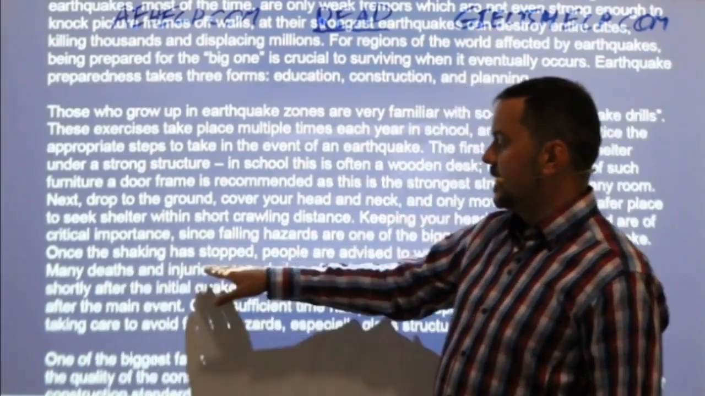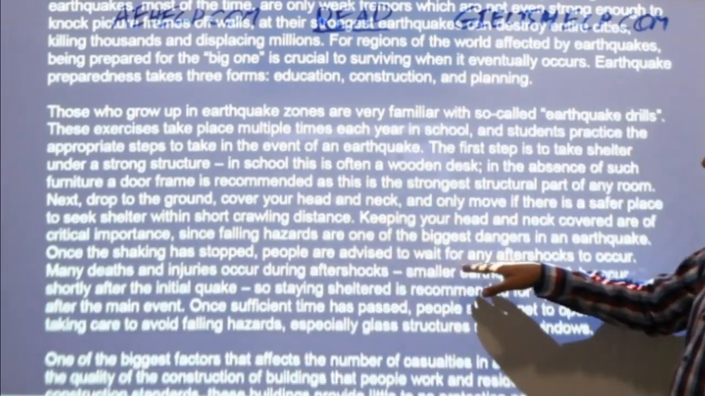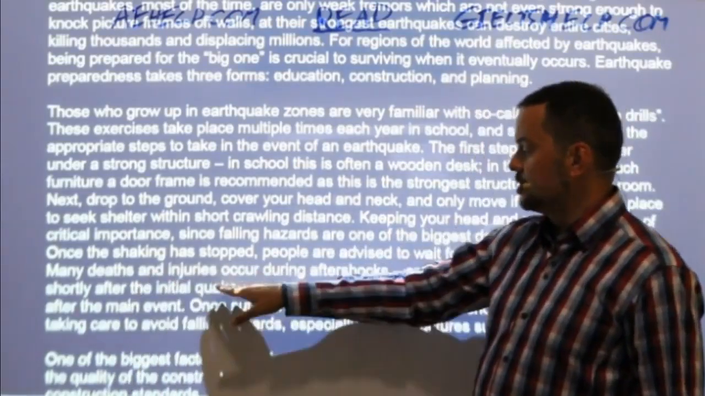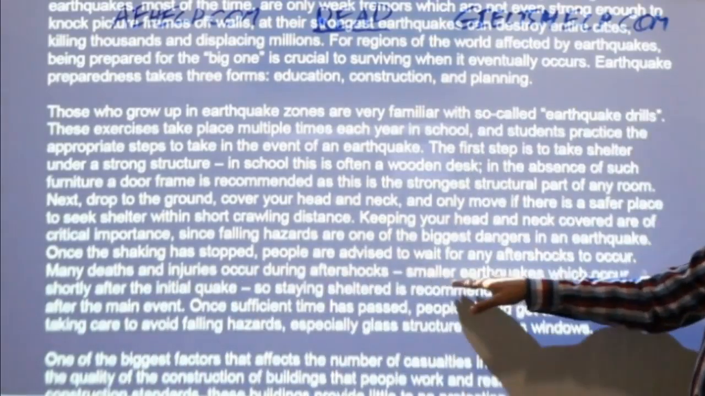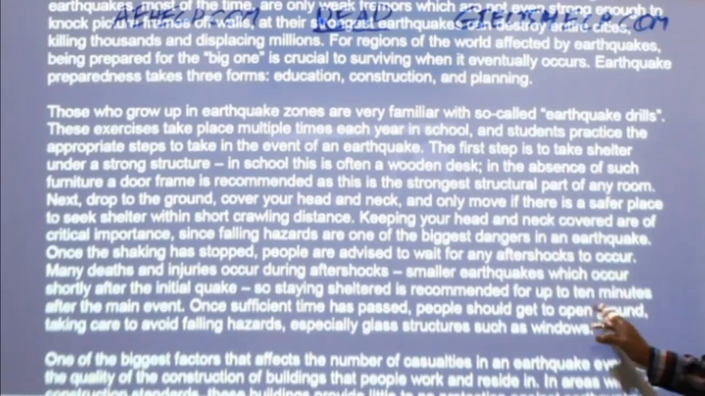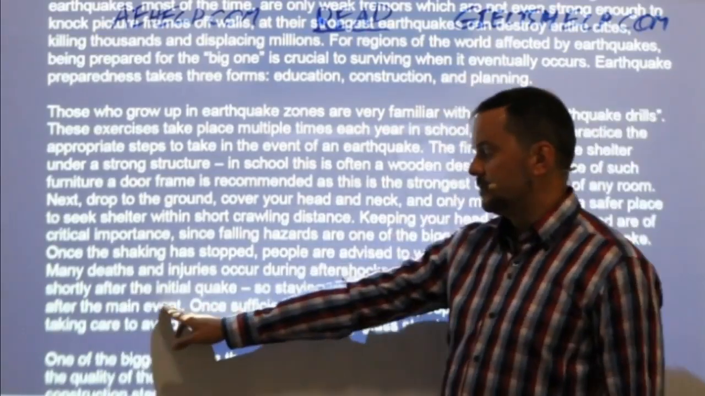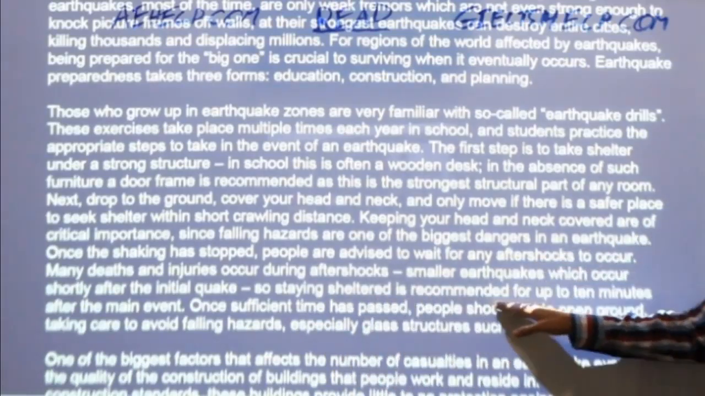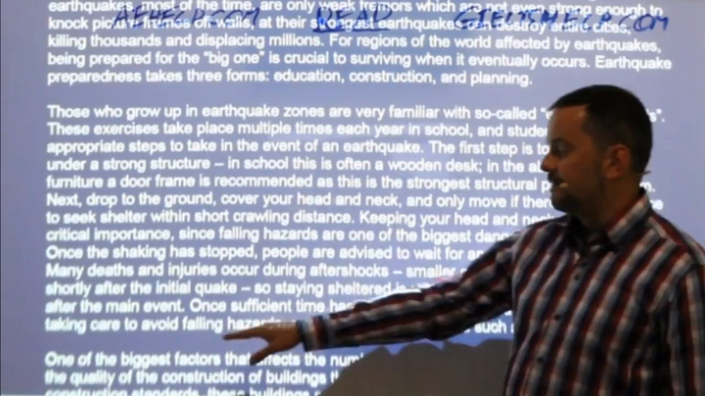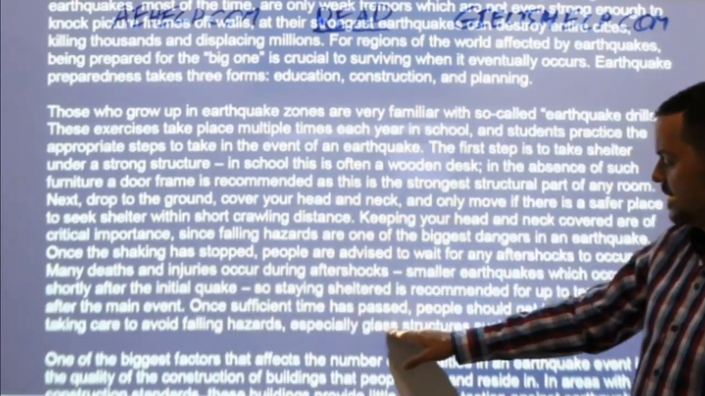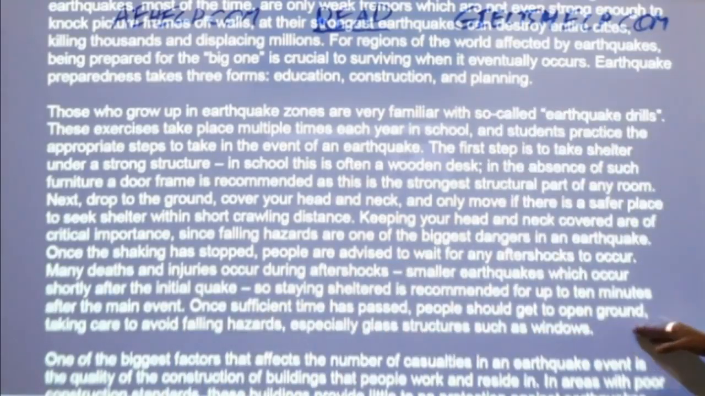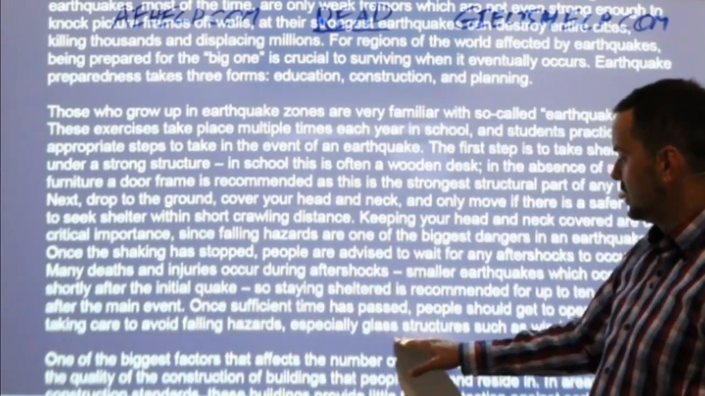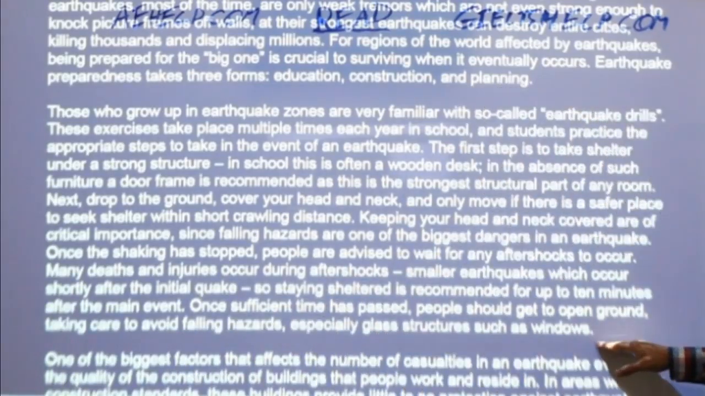Once the shaking has stopped, people are advised to wait for any aftershocks to occur. Many deaths and injuries occur during aftershocks, smaller earthquakes which occur shortly after the initial quake, so staying sheltered is recommended for up to 10 minutes after the main event. Once sufficient time has passed, people should get to open ground, taking care to avoid falling hazards, especially glass structures such as windows.